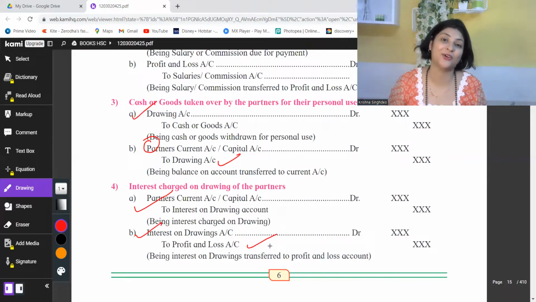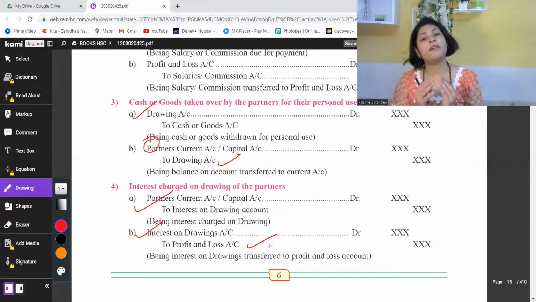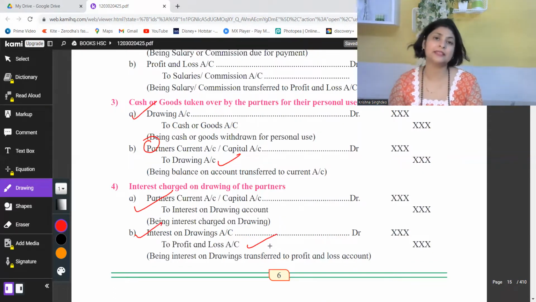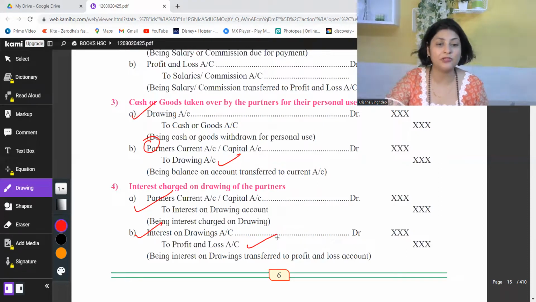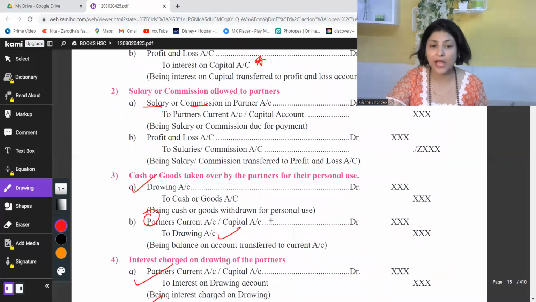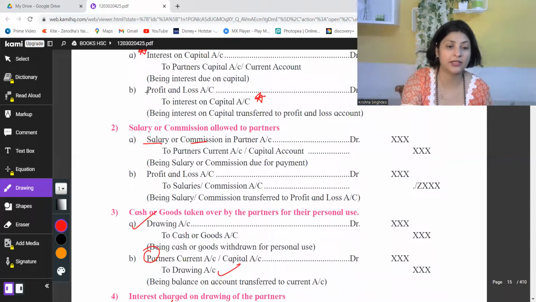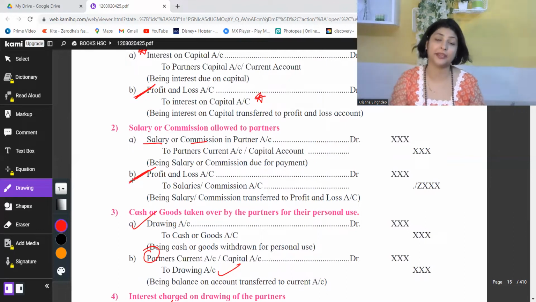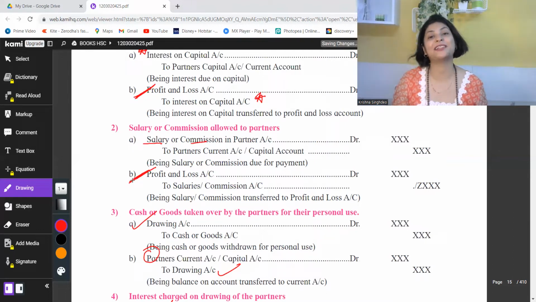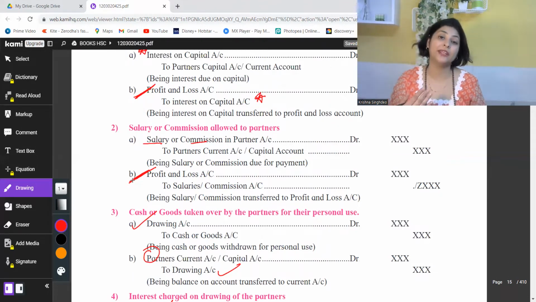Why is profit and loss account credited? Always remember, when profit and loss account is credited, it means that this is an income which is increasing the profit. Whereas when you see interest on capital, you see profit and loss account is debited over here. In case of salary also, profit and loss account is debited. So whenever profit and loss account is getting debited, it means it's a loss or expense for the firm, and whenever it is income, profit and loss account will be credited.